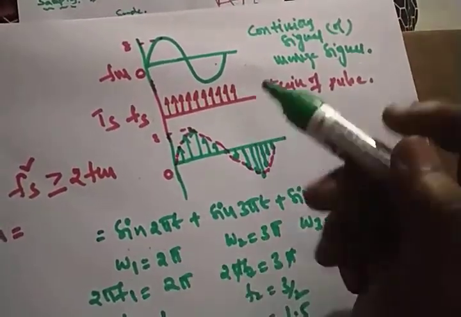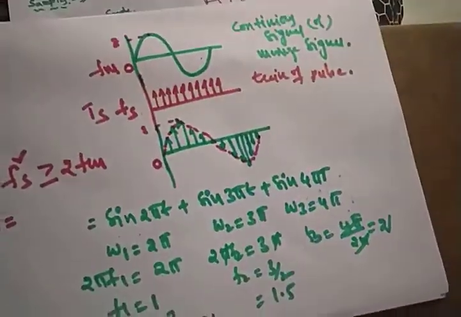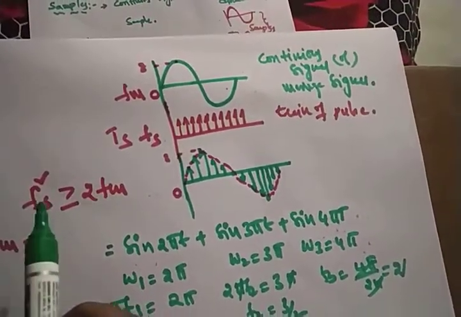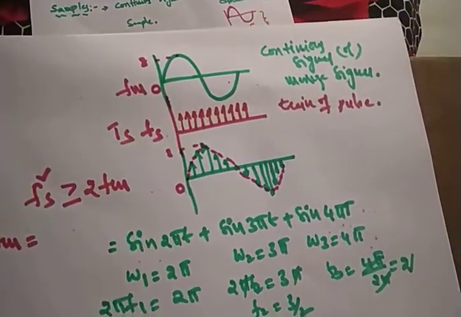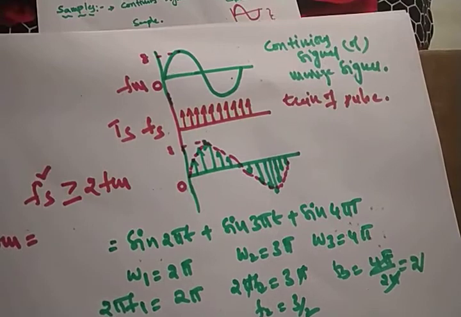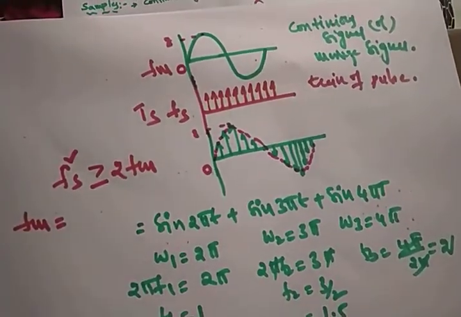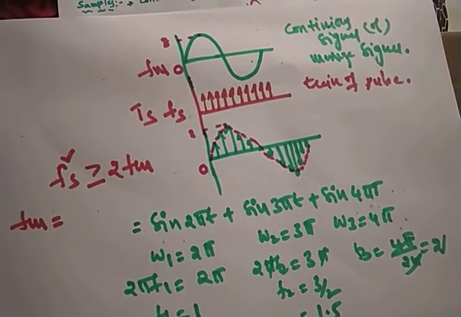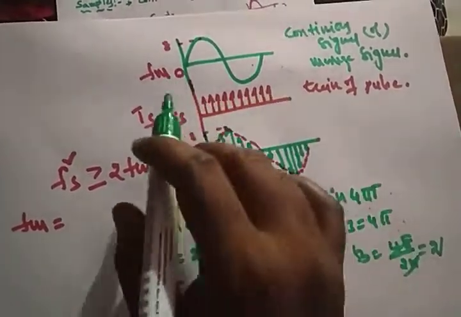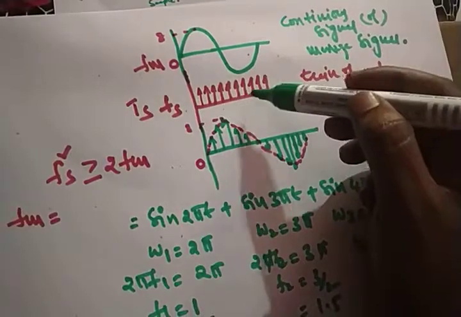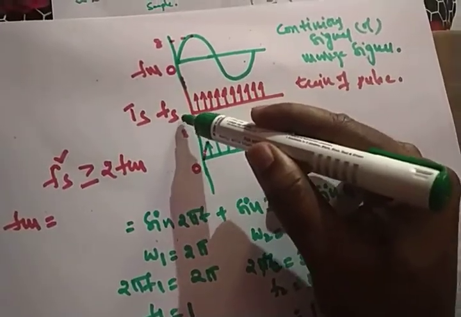But in order to draw it, you need to satisfy one condition. So what is that condition? Fs is greater than or equal to 2 Fm. This is the condition we need to satisfy. Right? Fs greater than 2 Fm. What is Fs? Fs is nothing but the frequency of the sampling wave, that is, the train of pulses frequency, the sampling frequency.